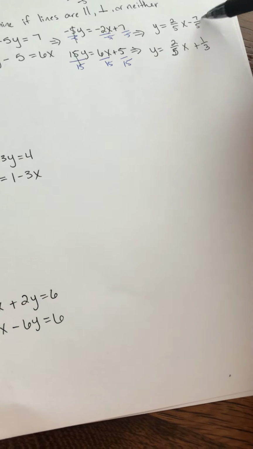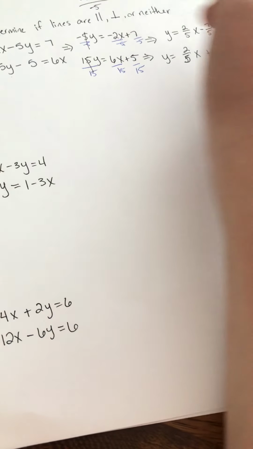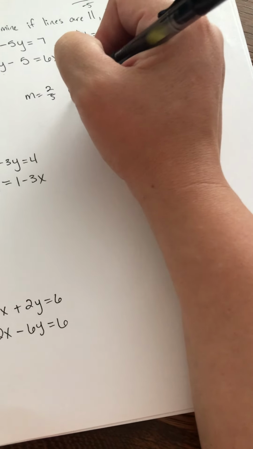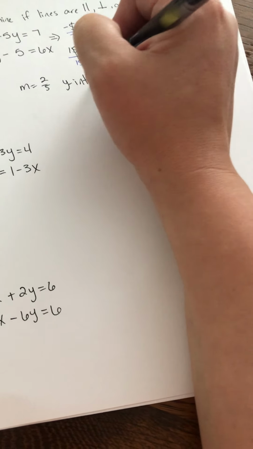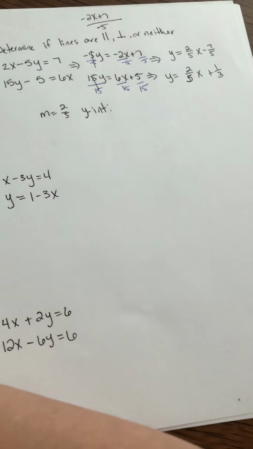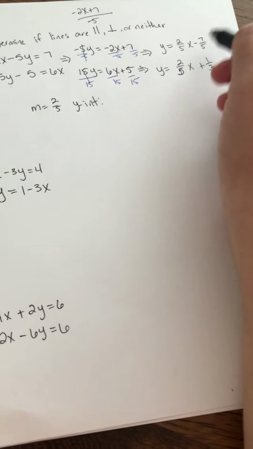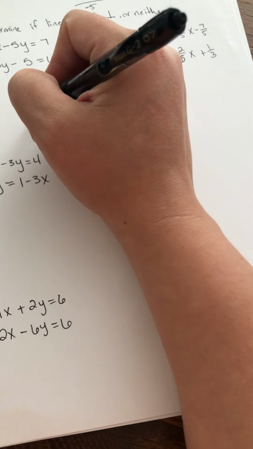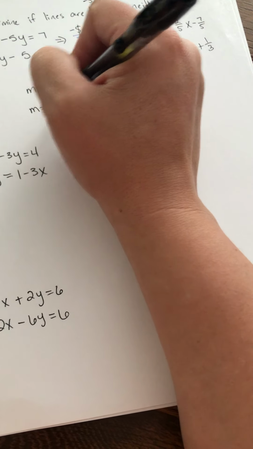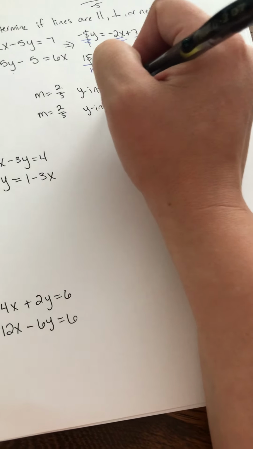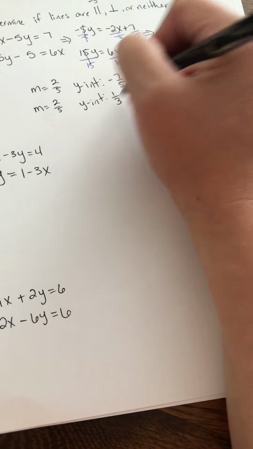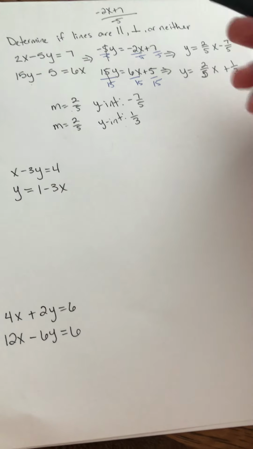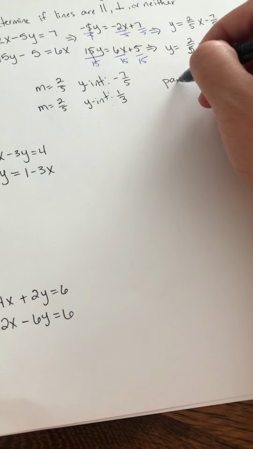So for this first one, my slope is 2/5 and my y-intercept is negative 7/5. And for the second one, my slope is also 2/5 and my y-intercept is 1/3. So they have the same slope and a different y-intercept, which makes them parallel. So these are parallel lines.